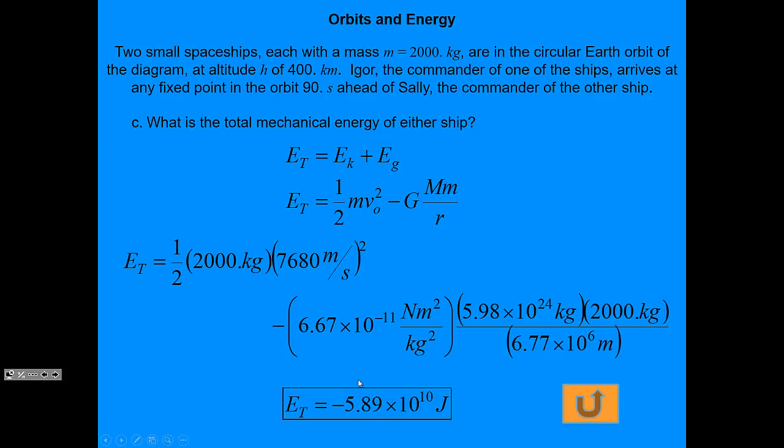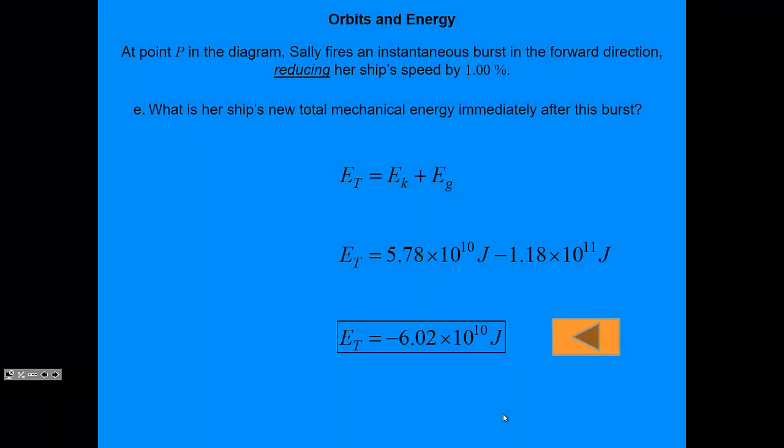Is this one smaller or bigger? Well, the coefficient's smaller, 5.89 instead of 6.02, but these are scalars and it's negative. So it's a smaller negative number, right? Which means the original is bigger, and this is actually less total mechanical energy than before.